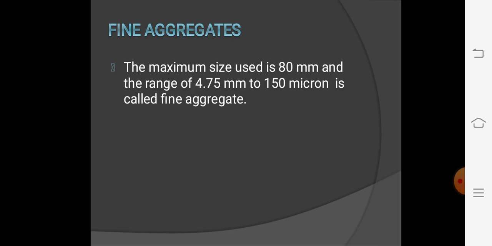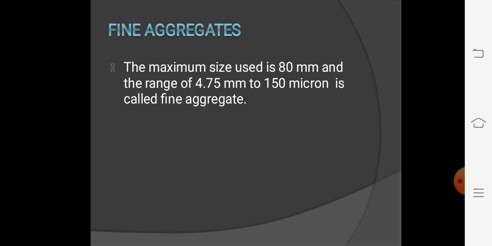Hello everyone, our today's topic is fine aggregate, that means the definition of fine aggregate, then the different properties of fine aggregate. And let's see first the definition of fine aggregate. So the aggregate having size less than 4.75 mm is called as fine aggregate. That means the maximum size we used in aggregate is 80 mm and the range of 4.75 mm to 150 micron is called as fine aggregate.